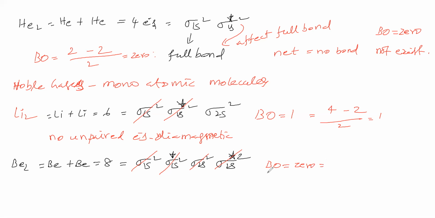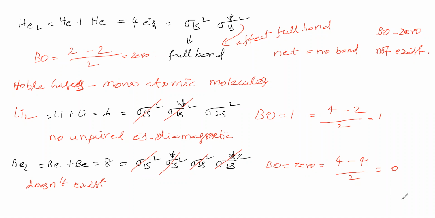We will see as per the formula. Number of electrons in bonding molecular orbitals is 4. Number of electrons in anti-bonding molecular orbitals is 4. So 4 minus 4 by 2 is equal to 0. Bond order is 0 means this species does not exist. This Be2 does not exist. Like this you can say.